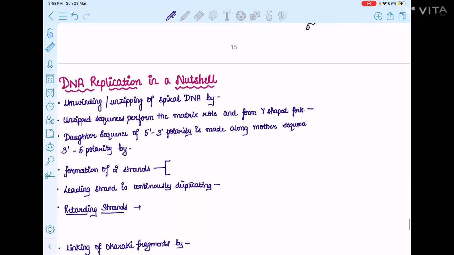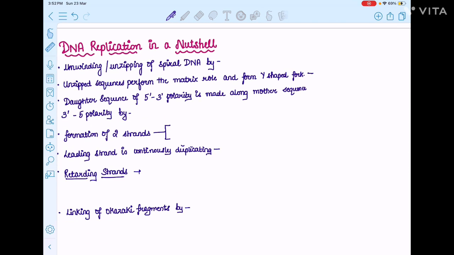So let us summarize what happened. First of all, the unwinding and unzipping of the spiral DNA by the DNA helicase enzyme at the origin of replication, where the adenine and thymine bond is broken. The unzipped sequences serve as templates and form a Y-shaped fork, which is known as the replication fork. Now the daughter sequence of 5' to 3' polarity is made along the mother sequence of 3' to 5' polarity by DNA polymerase. And DNA polymerase forms two strands, one leading strand and one lagging strand.